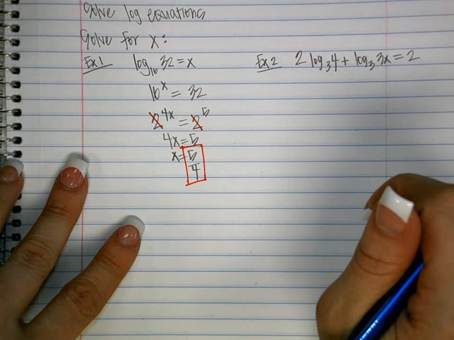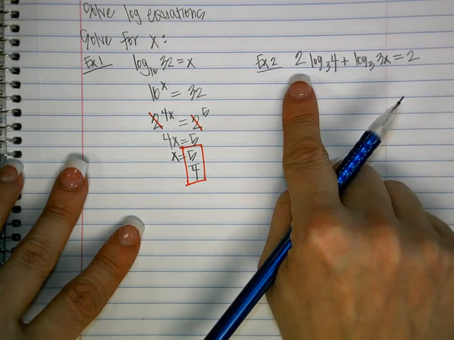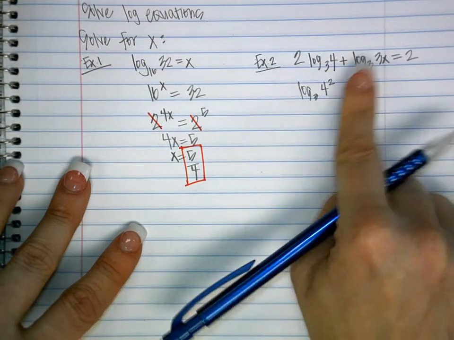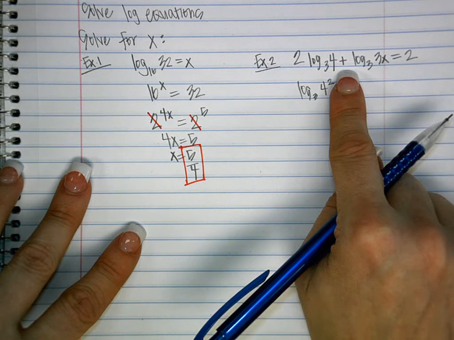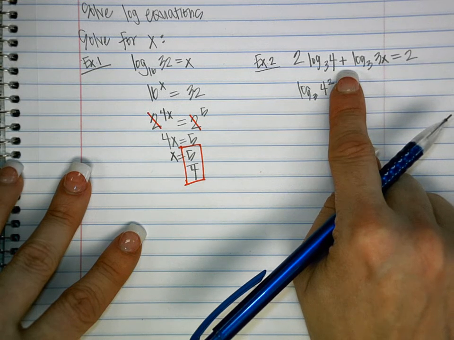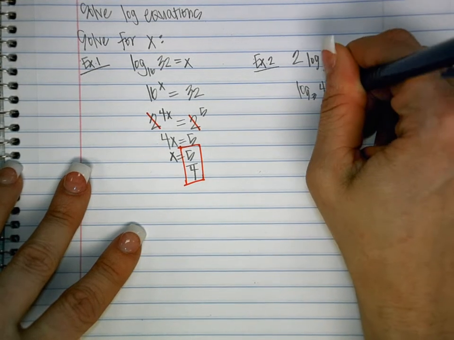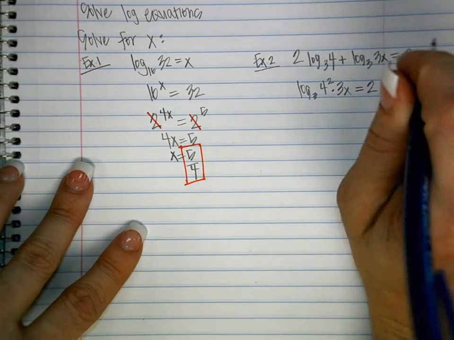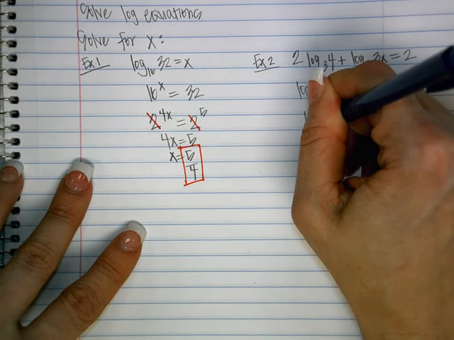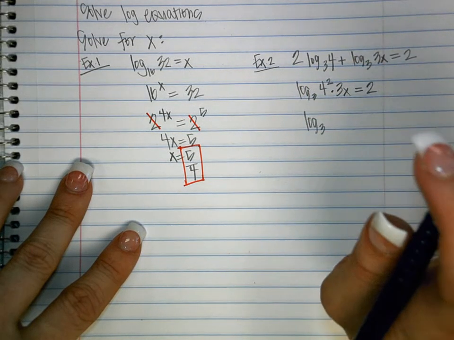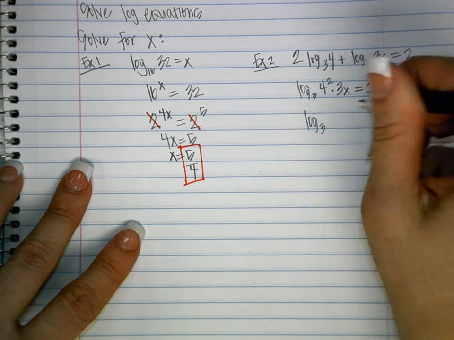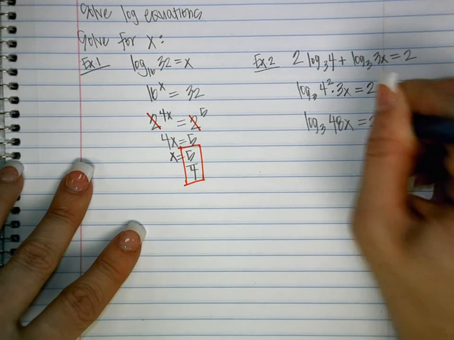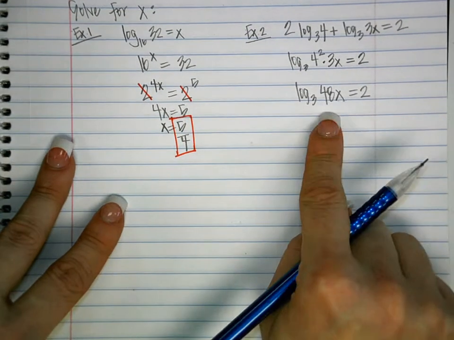Where can I start? Start with the power rule. So log base 3 of 4 squared. You can also do the product rule. So multiplied by 3x equals 2. You simplify that, that's going to be log base 3 of, what is 4 squared? 16. 16, and 16 times 3 is 48x equals 2.